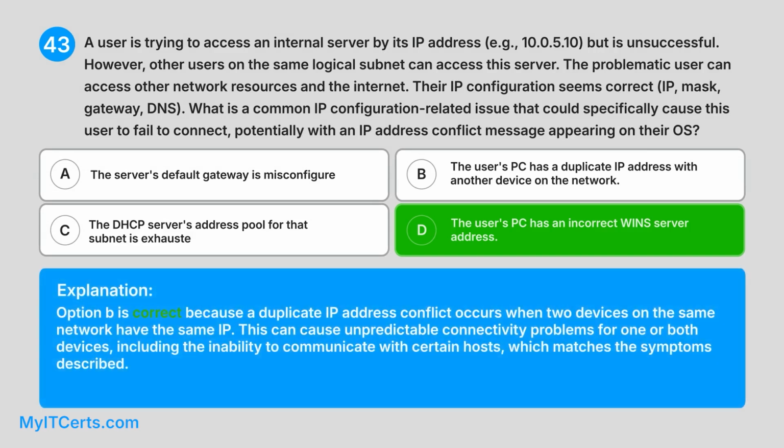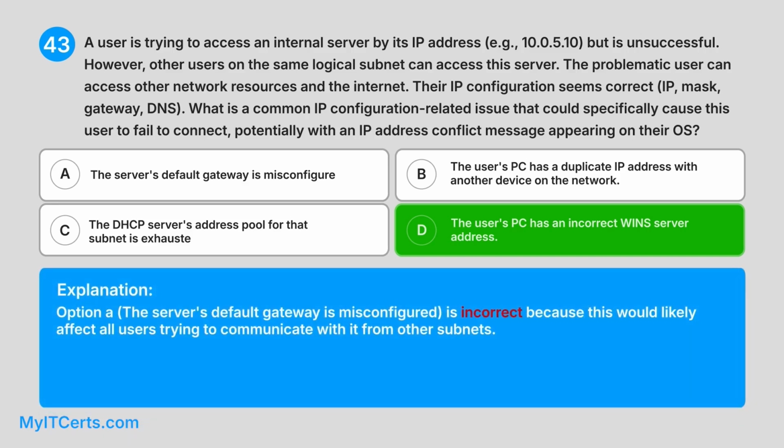Explanation: Option B is correct because a duplicate IP address conflict occurs when two devices on the same network have the same IP. This can cause unpredictable connectivity problems for one or both devices, including the inability to communicate with certain hosts, which matches the symptoms described.